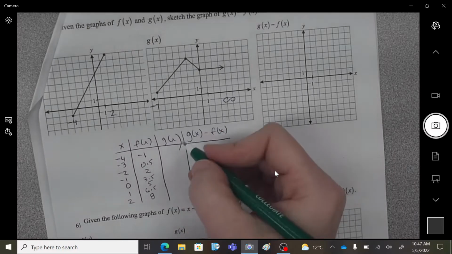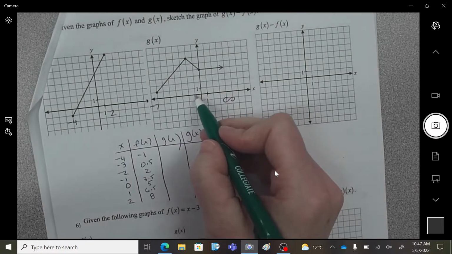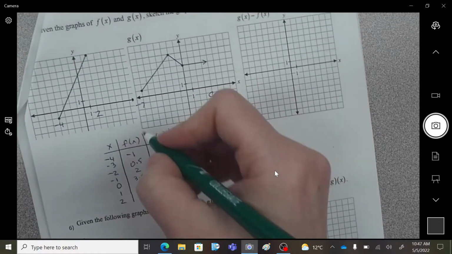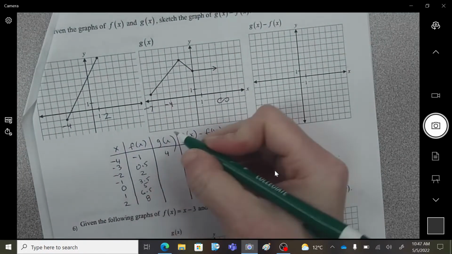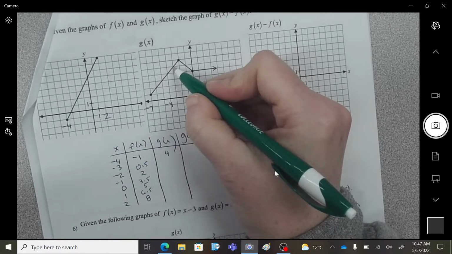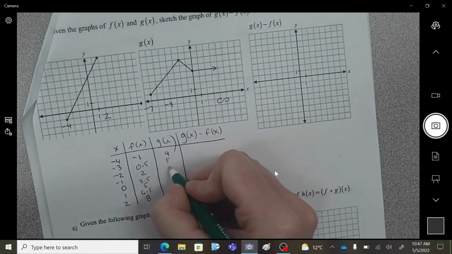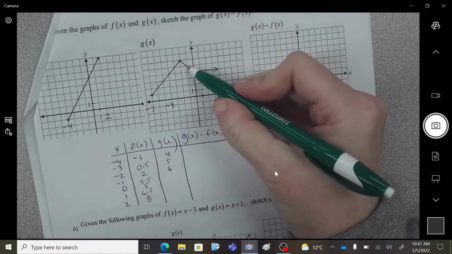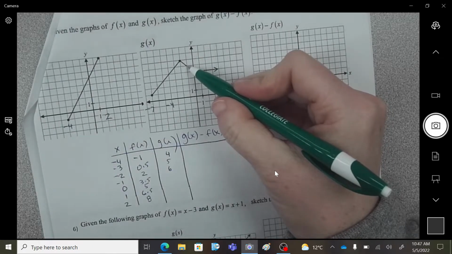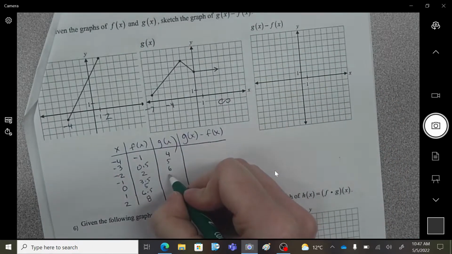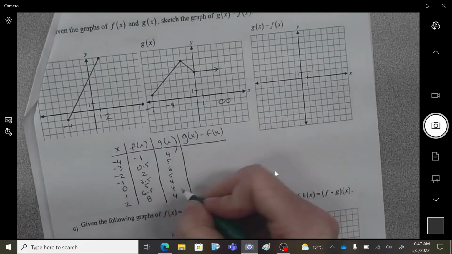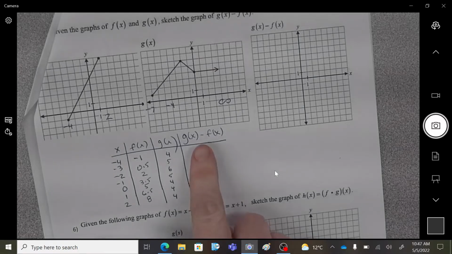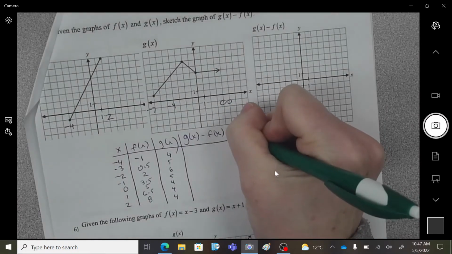Okay, so the g function at negative 4, so 1, 2, 3, 4. We're at 4, then we're at 5 and 6, and then we go back down to 5 and then 4, and then we stay at 4. Okay, so be careful the order.